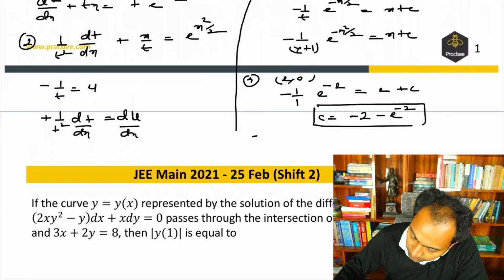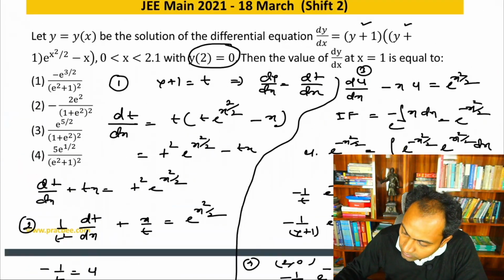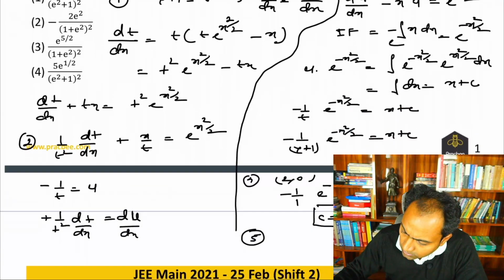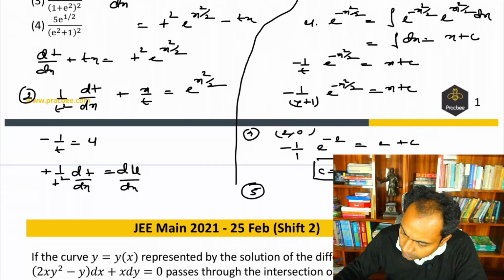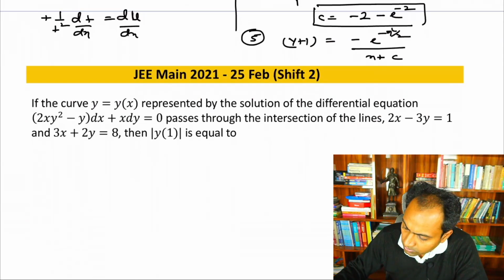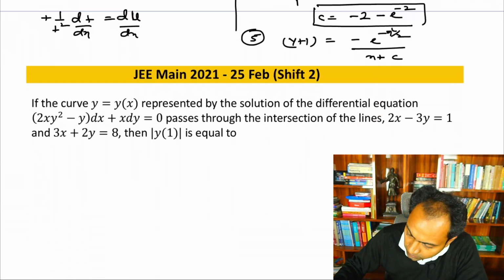And now in the fifth part, they are asking the value of this function. In fact, not this function, the derivative of this function at x equal to 1. So if I want to find the differentiation, this is going to become y plus 1 is equal to minus e raised to the power minus x square by 2 by x plus c. I am writing c, but we will ultimately be able to substitute the value. Now once we have got this, the derivative part is not difficult. We can differentiate both the sides.